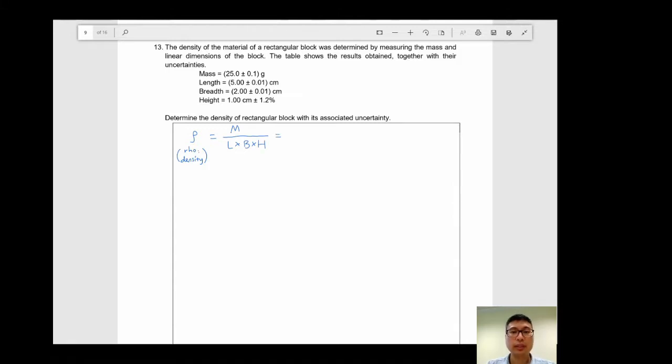So first, let's fill in all the values that we have. We can use grams and centimeters, but I advise you to change them into kilograms and meters, because kilograms and meters is a proper base SI unit.